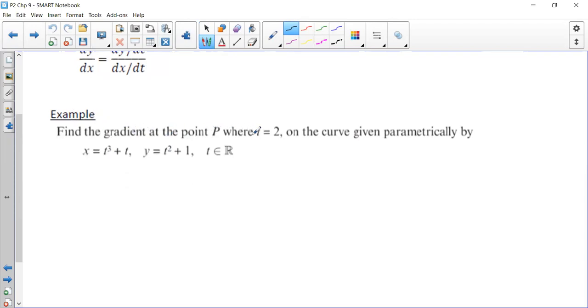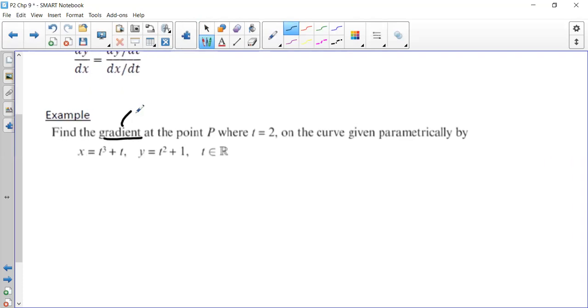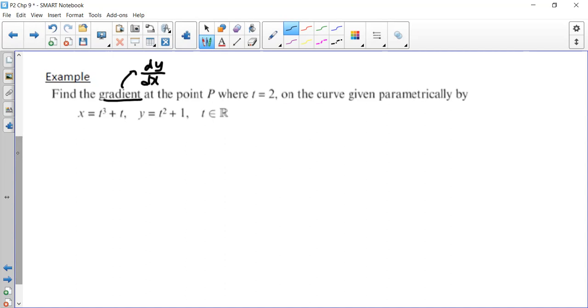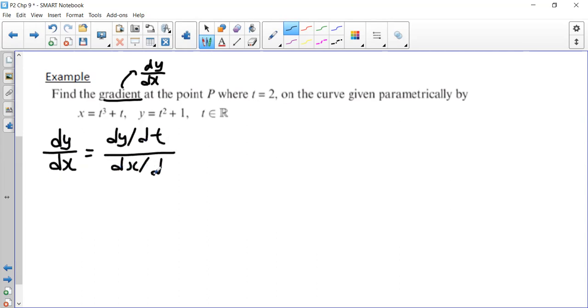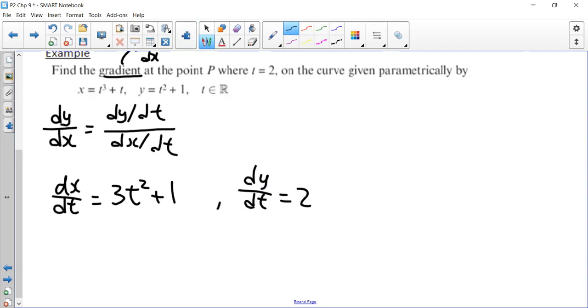Example: find the gradient at a point P where t is 2. To work out the gradient, we need dy by dx, at the point where t equals 2, on the curve given parametrically. I know dy by dx equals dy over dt divided by dx over dt, so I just have to differentiate x and y separately. dx by dt: differentiating x in terms of t, t cubed gives 3t squared, plus 1. Then dy by dt is 2t.